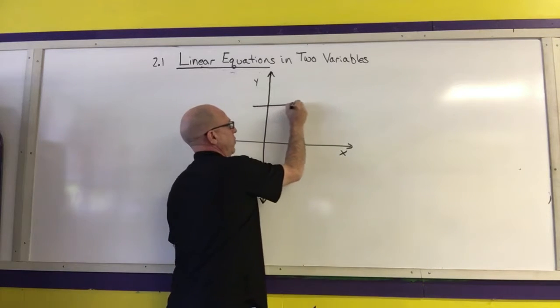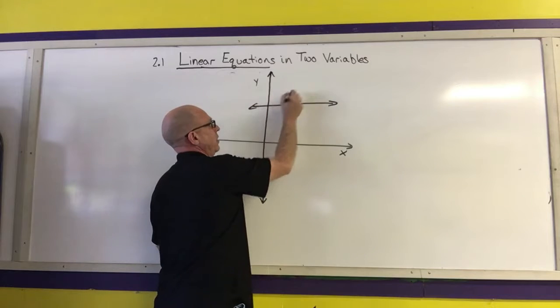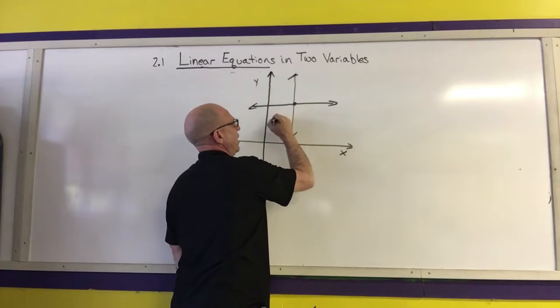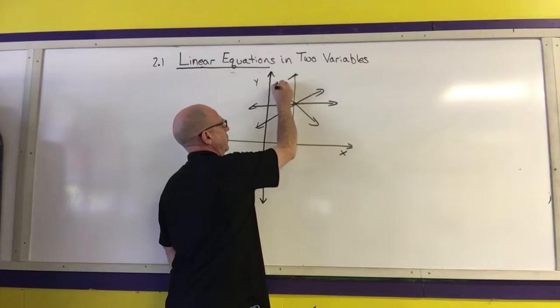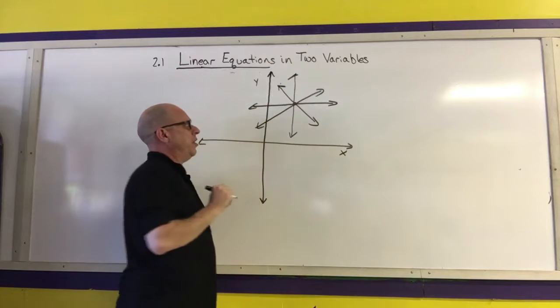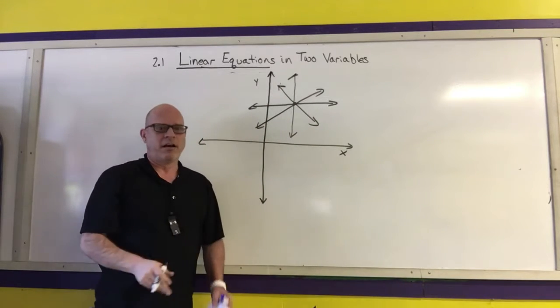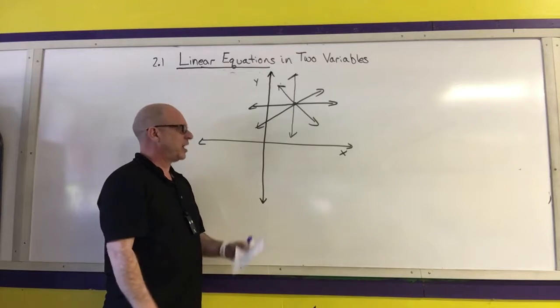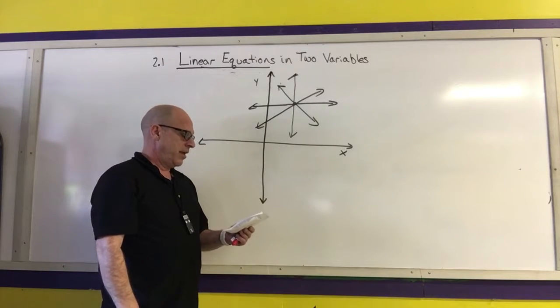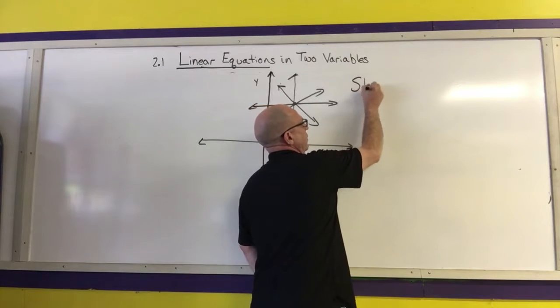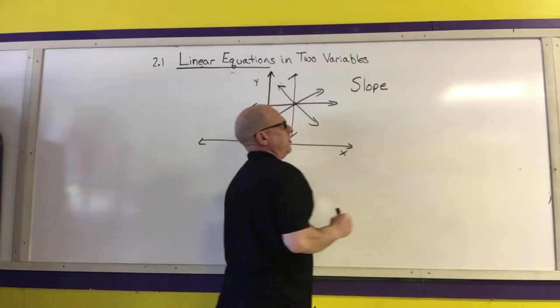I can have the horizontal line that goes through that point. I can have a vertical line that goes through that point. Or I can have an infinite number of diagonal lines that go through that point. I already showed you how we figure out where points are in the coordinate system. Well, we need to figure out how we discuss the direction of a line. And we call the direction of a line in linear equations the slope of a line.